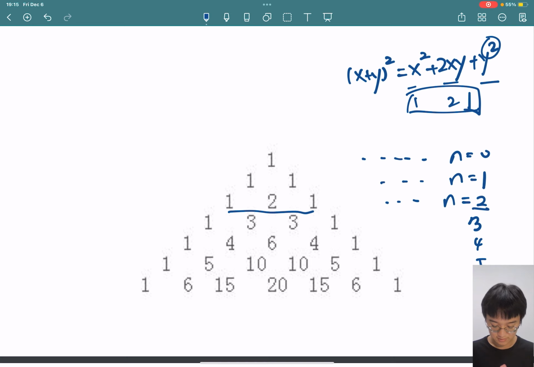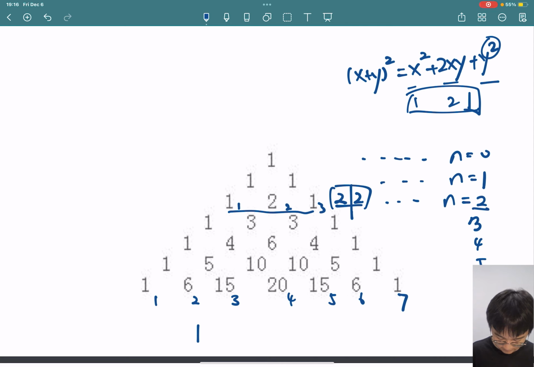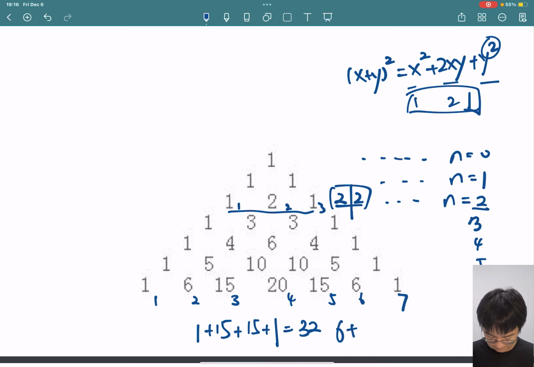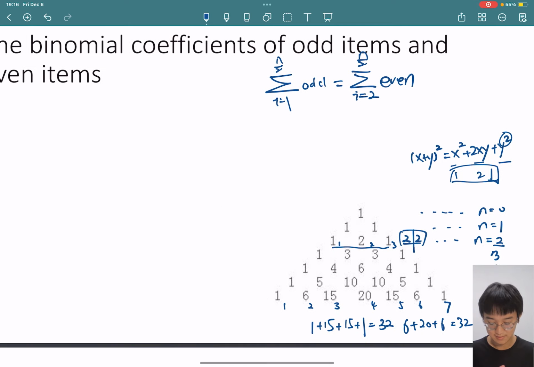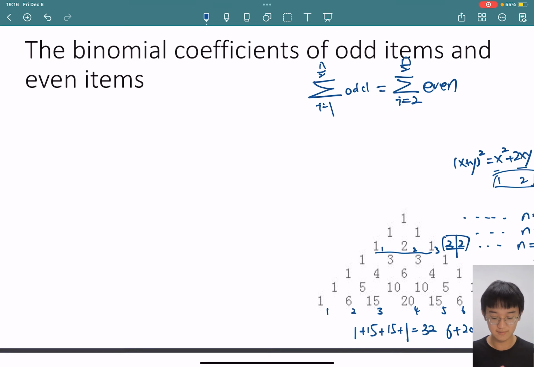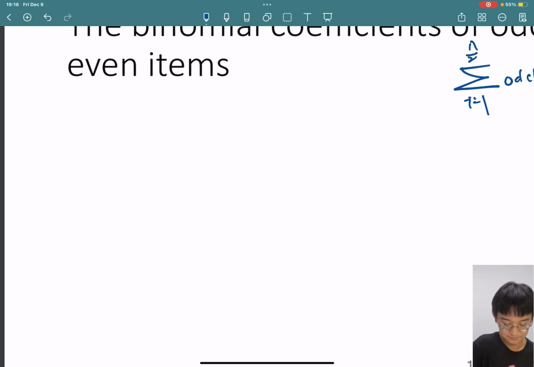So we can compute some sums. This is first, second, third. So first plus third is 2, and the second is 2. This is equal. And let's compute this one: first, second, third, fourth, fifth, sixth, seventh. So the first, third, fifth, and seventh sum to 32, and the second, fourth, and sixth are also 32. So we can say the sum of odd items is equal to the sum of even items. So I'll prove it here.